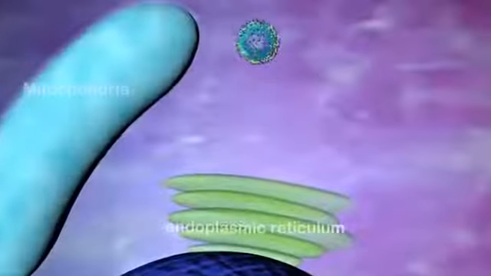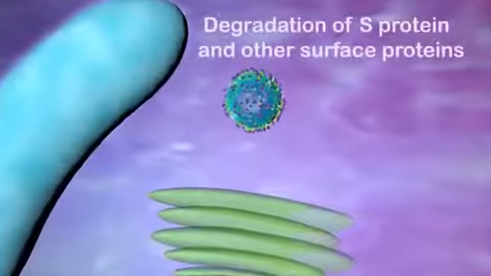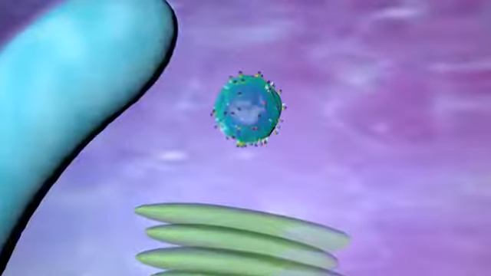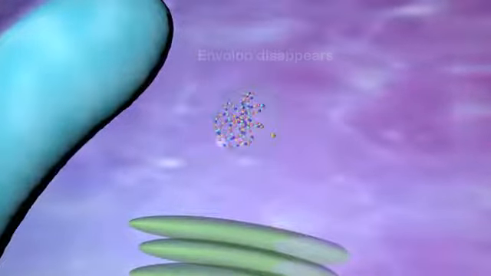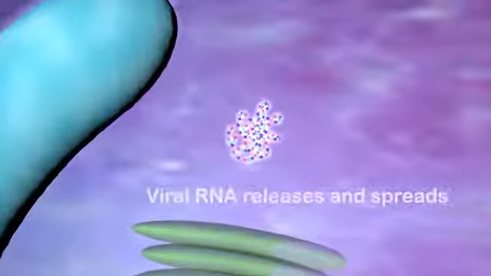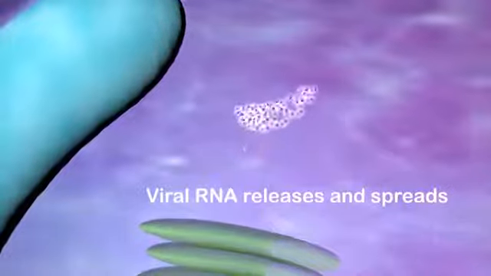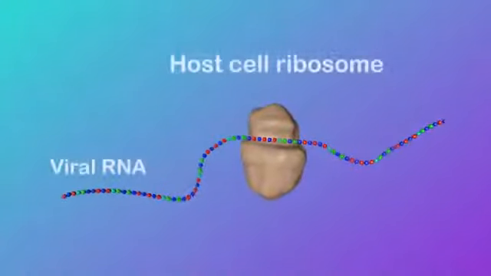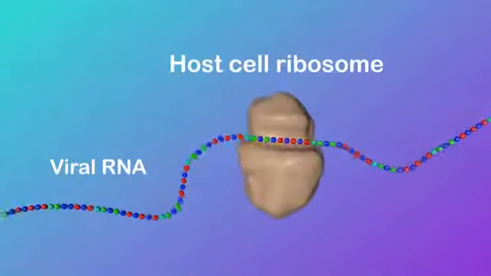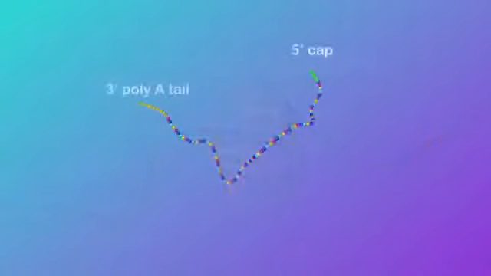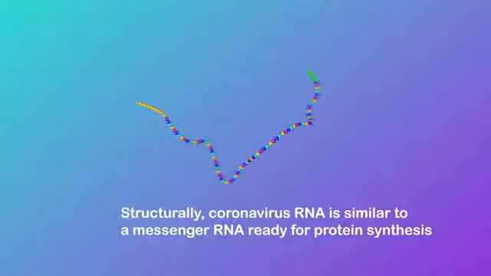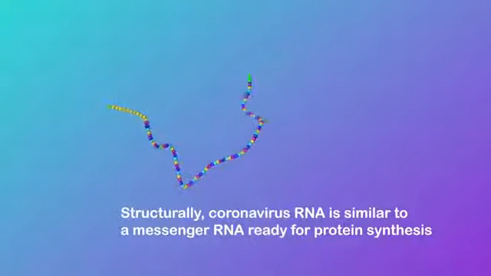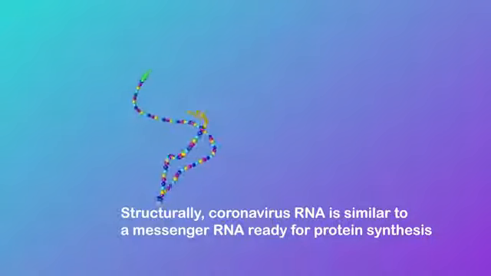First, the S protein and other surface proteins on the virus are degraded in the cytoplasm of the host cell, then the envelope. The viral RNA is released and spreads out, making it ready for replication. Next, the viral RNA hijacks the ribosome of the host cell. The coronavirus RNA genome can do this easily because it has a methylated cap on one end and a polyadenylated tail on the other, which allows the RNA to attach to the host cell's ribosome without any further processing.